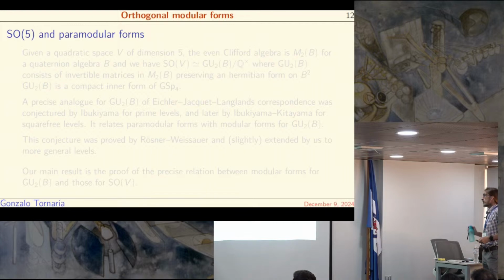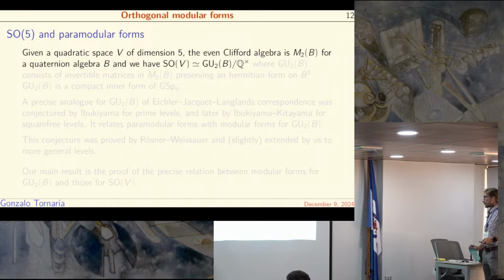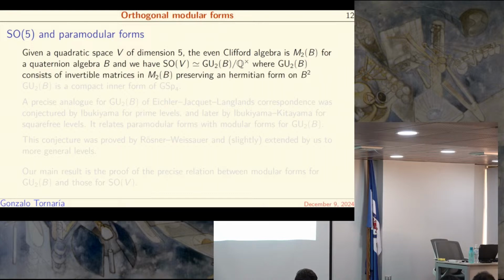And so what happens for SO5? If we repeat the construction, you start with a quadratic space of dimension 5, and if you take the even Clifford algebra, you actually get 2 by 2 matrices over a quaternion algebra, and the orthogonal group is really what I said before, the GU2, which is matrices that preserve some Hermitian form, modulo center, and SOV. And there's essentially only one Hermitian form on B^2, so that this defines the thing. And again, GU2(B) is a compact inner form of GSp4. So they are related by this. So you expect an analog of the Jacquet-Langlands transfer.